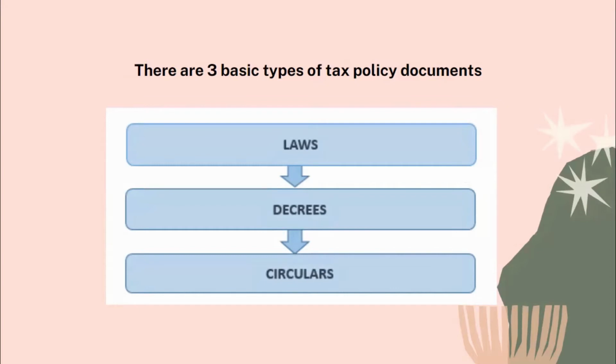The first is laws promulgated by the National Assembly. It is the most powerful legal document of the 3 types: regulations on tax-related contents. The second is decrees promulgated by the government. It's a normative document that prescribes a number of articles of the tax law. And third is circulars, promulgated by the Ministry of Finance, a legal document used to explain and guide tax regulations contained in decrees and laws.